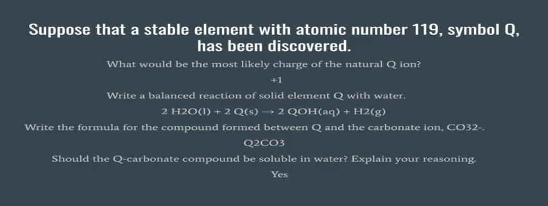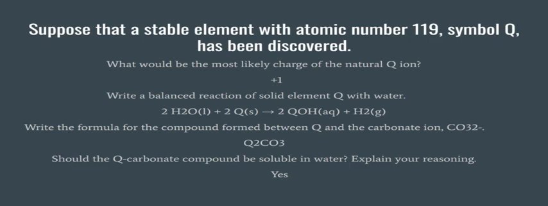The fourth question is, what would be the most likely charge of the natural Q ion? We say it would be +1 because Q has one valence electron in the 8s shell, so it is more likely to lose that one electron to have a full valence shell than to gain 7 electrons.